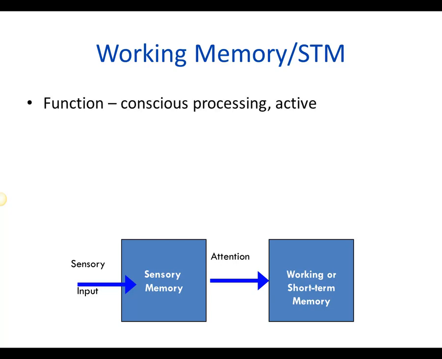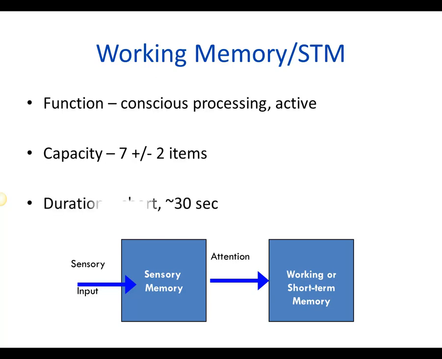Now, short-term memory, its function is to hold conscious processing. It's meant to be active, purposeful. The capacity is 7 plus or minus 2. This is also what we refer to as the memory span. And both of those items are really important in understanding how working/short-term memory works. The duration is pretty short. If we're not working actively with information, we're going to lose it. So we have about 30 seconds. That's what that little mark means, is the tilde.